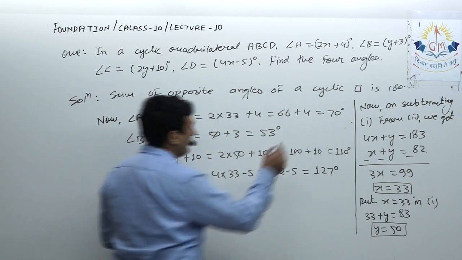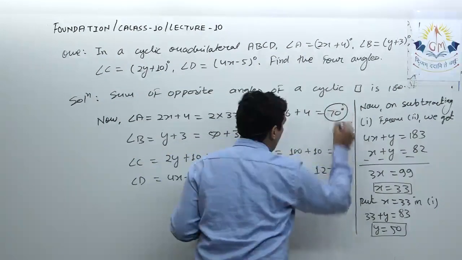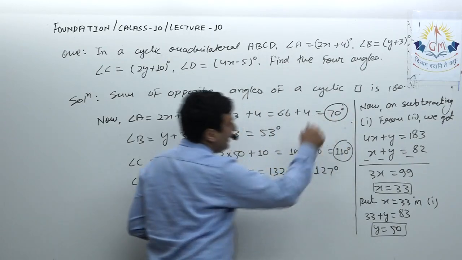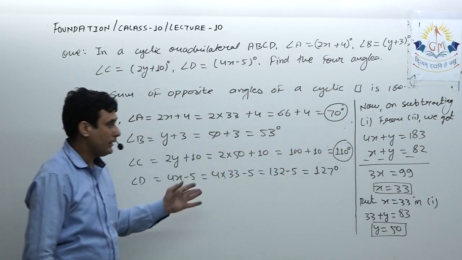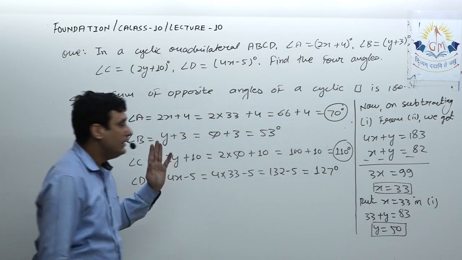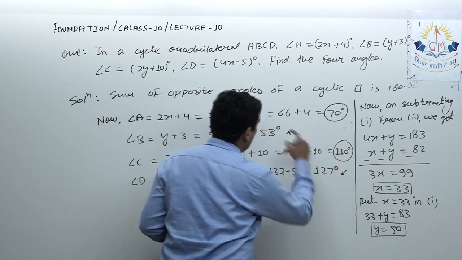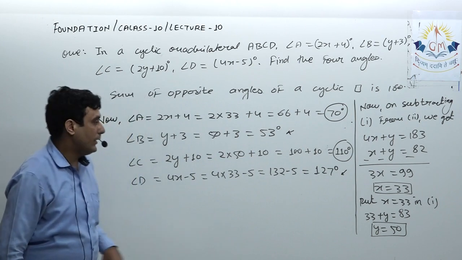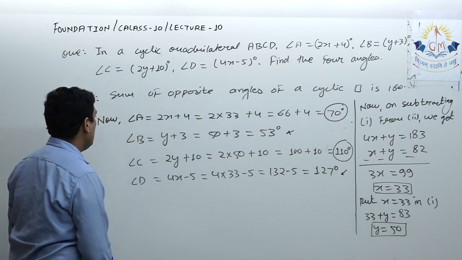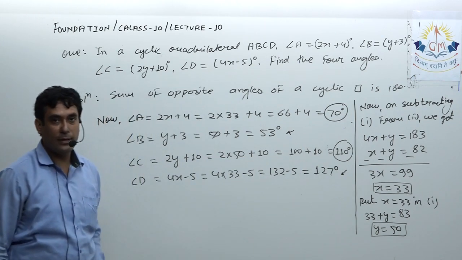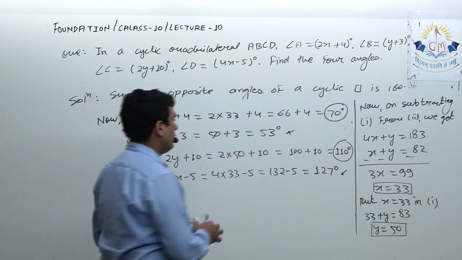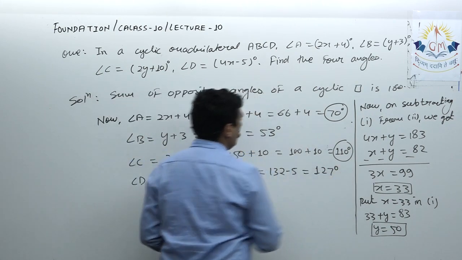Okay, these are the values of angles A, B, C and D. See, you can observe one thing here, angle A and angle C. Yes, they are supplementary. Their sum is 180 degrees because they are the opposite angles of a cyclic quadrilateral. Similarly, this 53 and 127. Again, their sum is 180 because they are also the opposite angles of a cyclic quadrilateral. So, note it down.